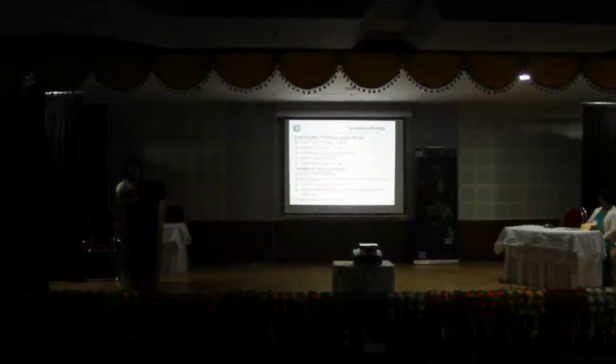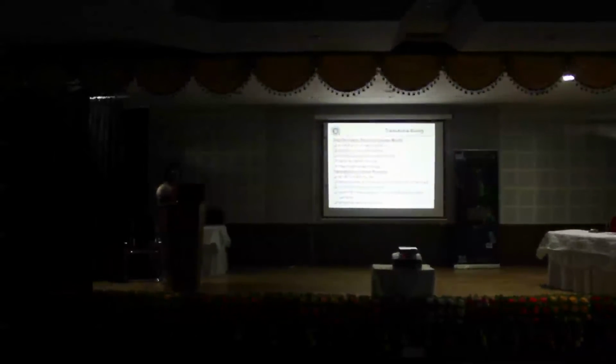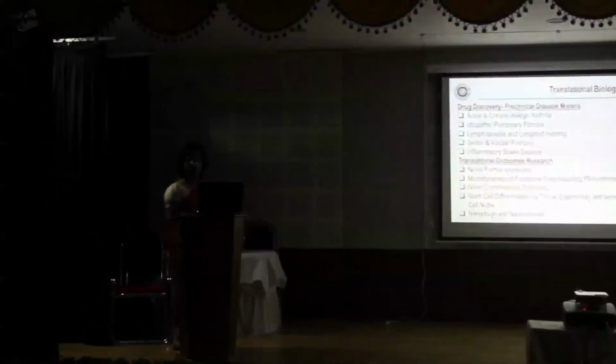So the disease areas that we work on are acute and chronic allergic asthma, idiopathic pulmonary fibrosis, lymphopoiesis and lymphoid homing, so where the lymphocytes are made and where they go and how they go. Cellular trafficking is a big part of what we do. Septic and aseptic peritonitis, inflammatory bowel disease.